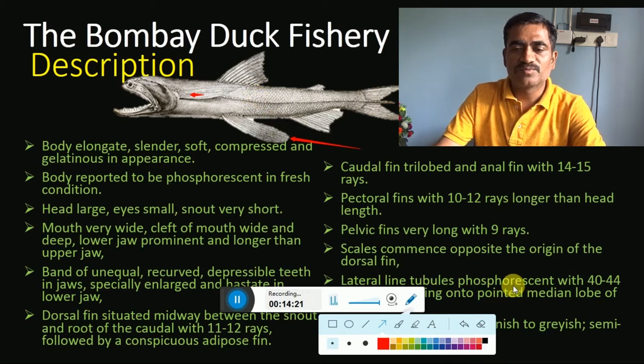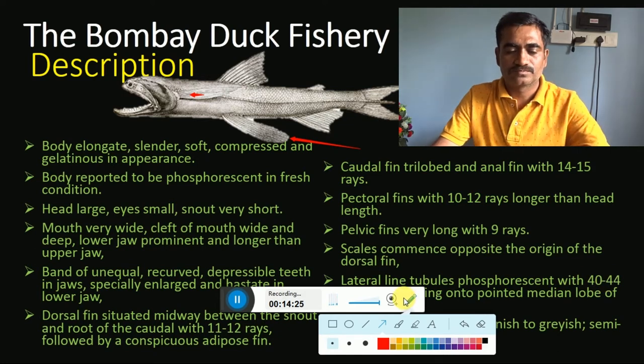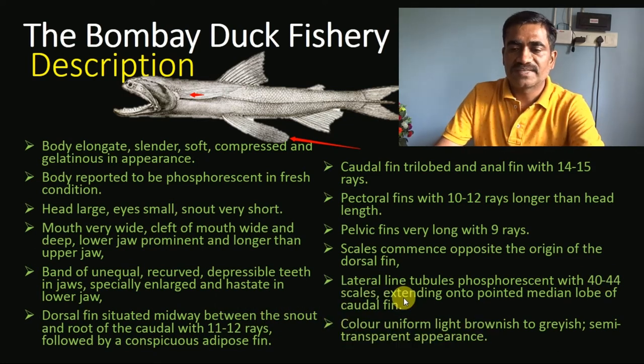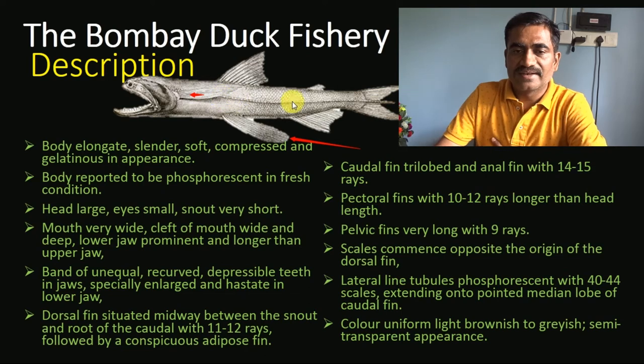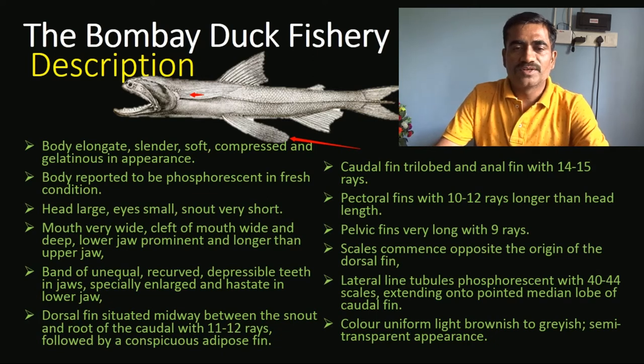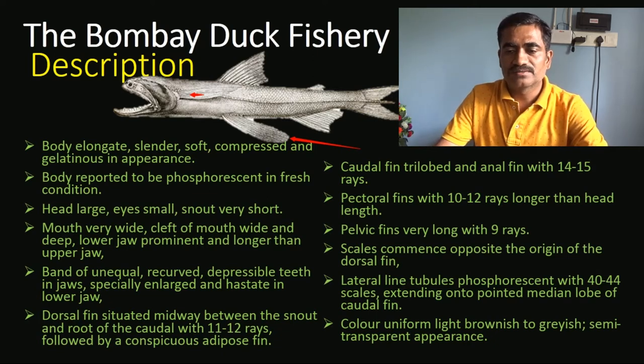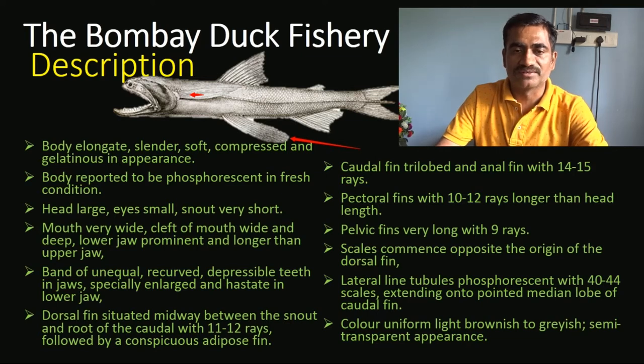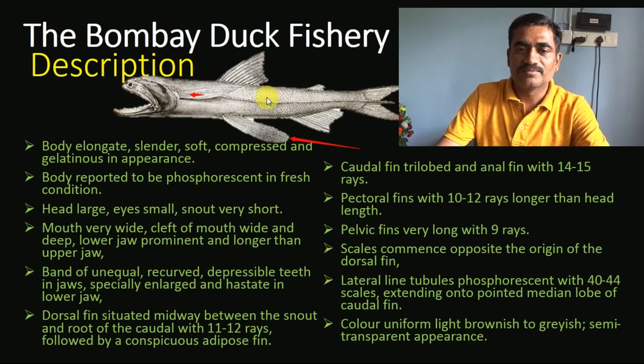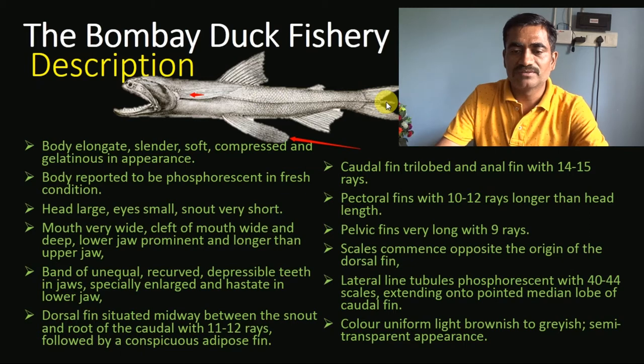The lateral line tubules are porous, with 40 to 44 scales. Here is the lateral line. Here we can see the 40 to 44 scales extending onto the pointed median lobe of the caudal fin. This is present in between the median lobe of the caudal fin.